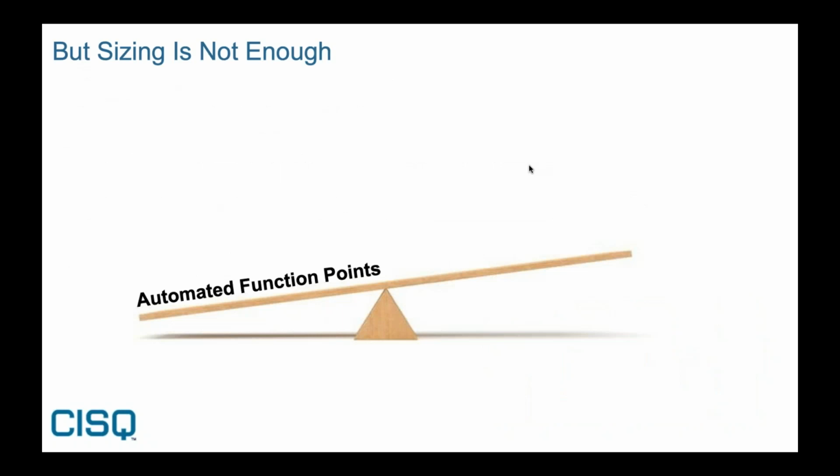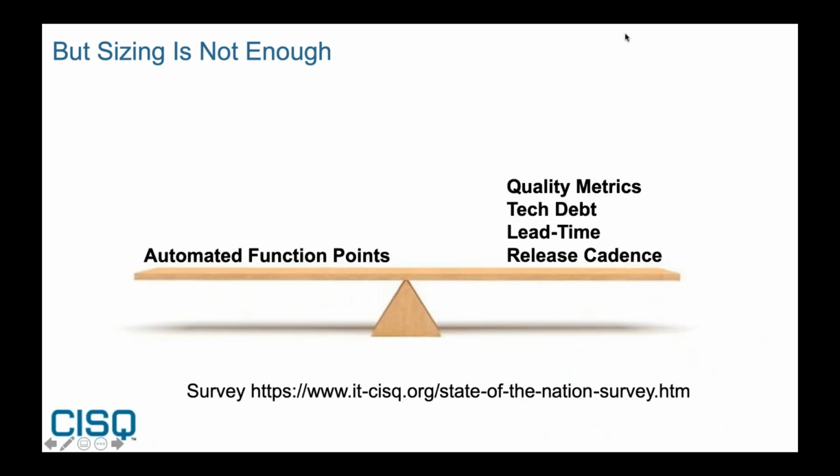So function points by themselves are not enough. We need to balance the seesaw in terms of looking at other metrics. Things like lead time, just picking on that one. Lead time is a critical metric that we use in the Agile and DevOps world, using lean practices. But to be able to say the average lead time per function point is 8 days, as one of my organizations does, is really important because it allows that organization to assess across the portfolio and at the team level where they're improving, where there might be issues.